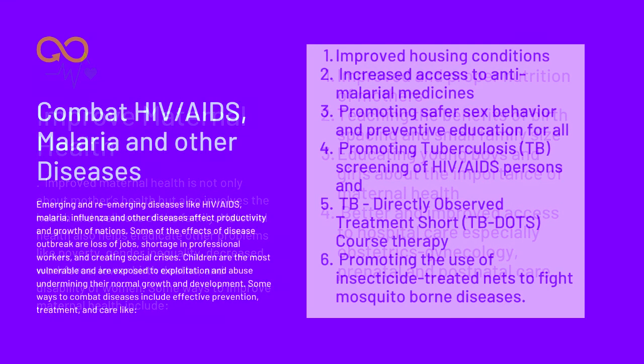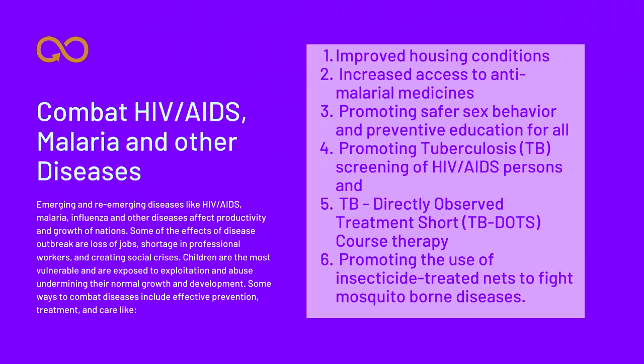Sixth is to combat HIV, AIDS, malaria, and other diseases. Emerging and re-emerging diseases like HIV and AIDS, malaria, influenza, and other diseases affect productivity and growth of nations. Some of the effects of disease outbreak are loss of jobs, shortage in professional workers, and creating social crisis. Children are the most vulnerable and are exposed to exploitation and abuse, undermining their normal growth and development.